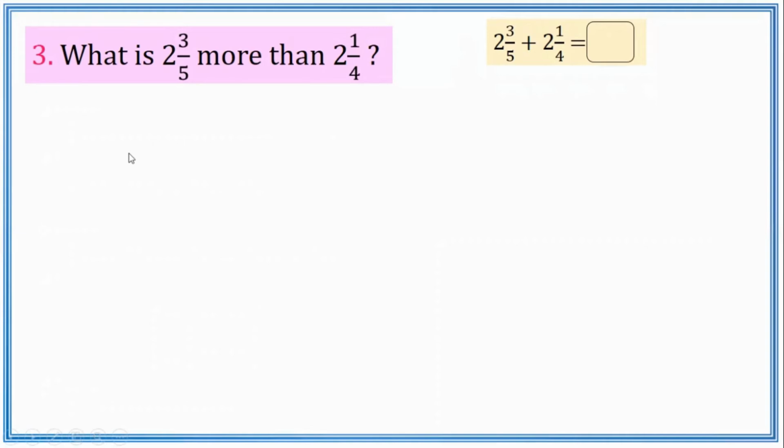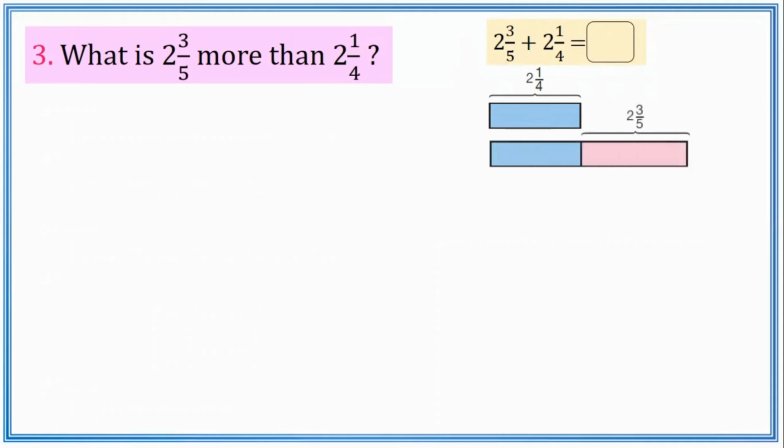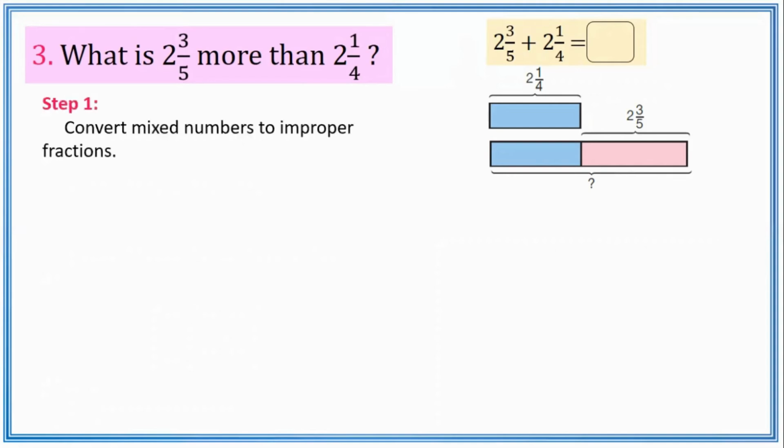Example number 3. What is 2 and 3 out of 5 more than 2 and 1/4? So let us use this illustration for us to easily understand the problem. So this is 2 and 1/4 plus 2 and 3 out of 5. So we need to find out the answer. So again, the first step is to convert mixed numbers to improper fractions.